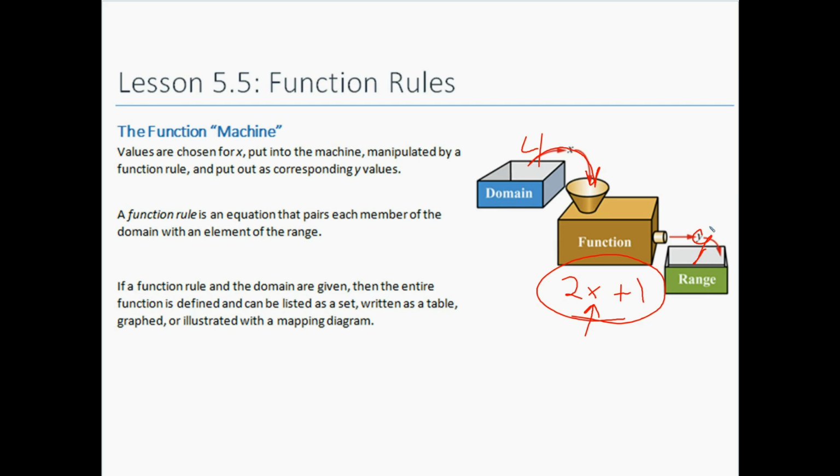So the next line here says a function rule is an equation that pairs each member of the domain with an element of the range. So it's an equation, and we've seen these before. The last thing here, if a function rule and the domain are given, then the entire function is defined and can be listed as a set, written as a table, graphed, or illustrated with a mapping.